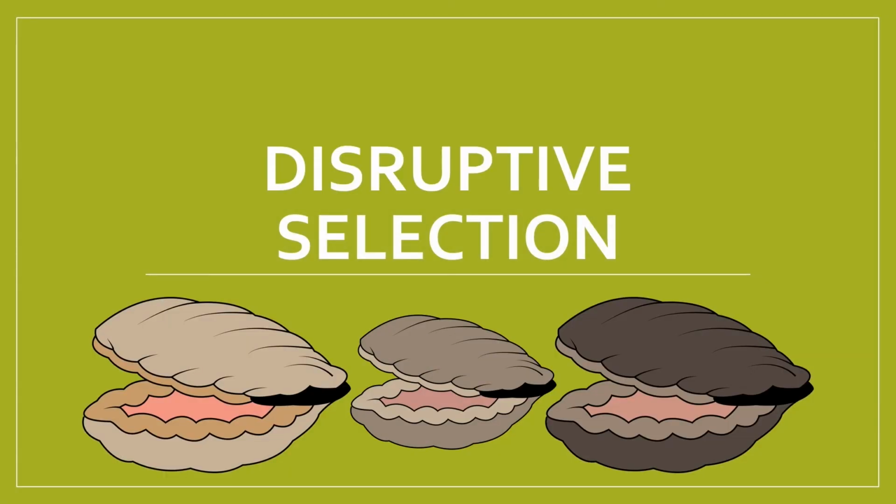These clams are an example of disruptive selection. Disruptive selection is when an extreme in either direction is preferred. The lighter clam can blend in with the rocks below. The darker clam can blend in with the shadows underneath rocks. The middle clam is too dark for the stones and too light to blend in with the shadows. Therefore, the extreme in either direction is preferred.